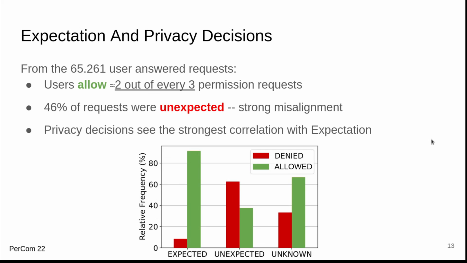We also see a strong correlation between privacy decisions and expectations. What we see in this graph is the privacy decision to either allow or deny the permission for each of the values of the expectations. We can see that expected requests are allowed actually over 90% of the time, whereas unexpected requests are allowed less than 40% of the time. So as you can see, the expectation of the user has a strong impact on the decision to either allow or deny a permission.